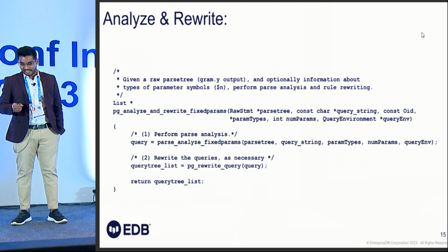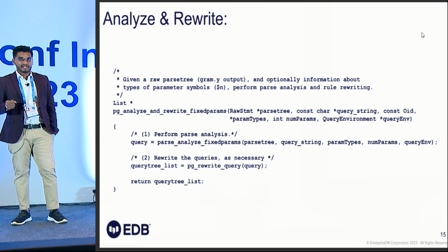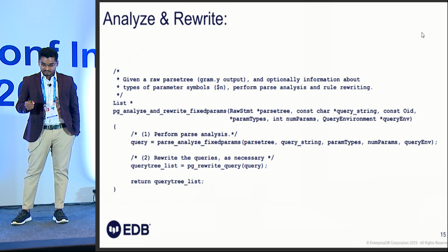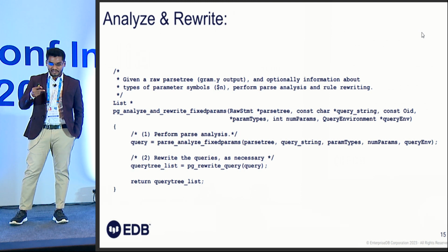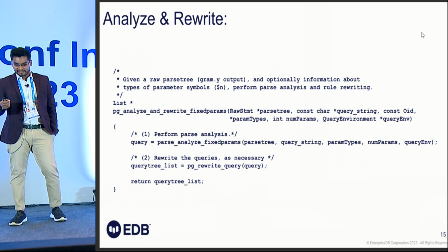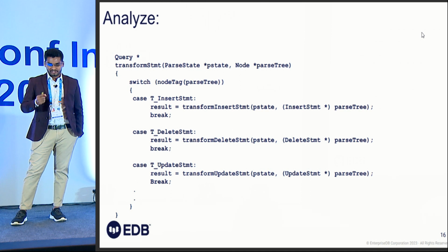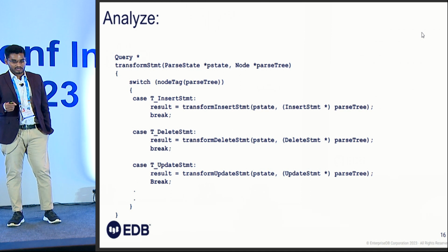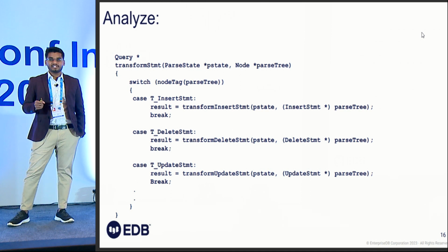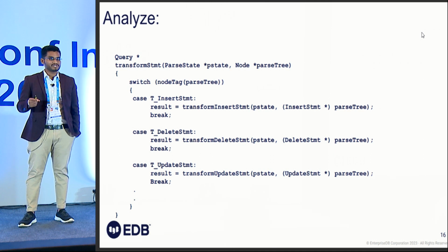PG analyze and rewrite fixed param is the very initial starting point for the analyze phase. This phase is divided into two steps: performing the parse analyze and then the rewriting phase. Okay, so this is the first step, the analyze phase. In this phase, the important function is transform statement. So the transformation happens during this phase.